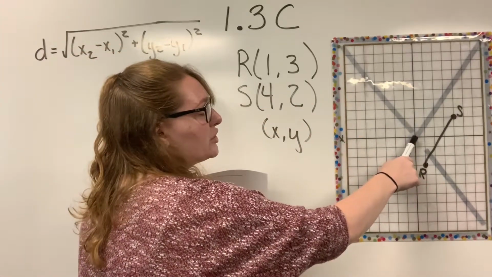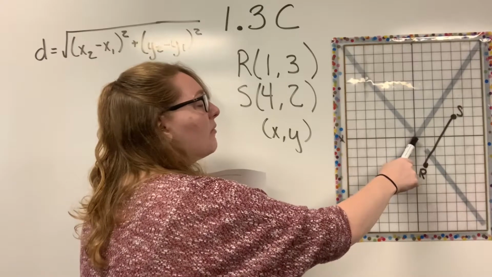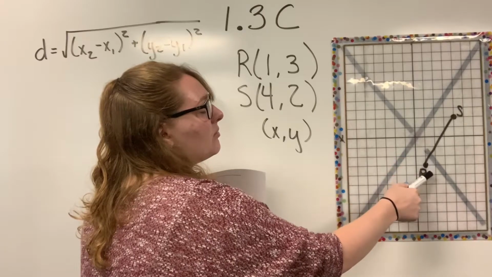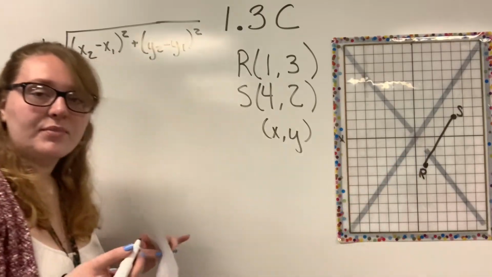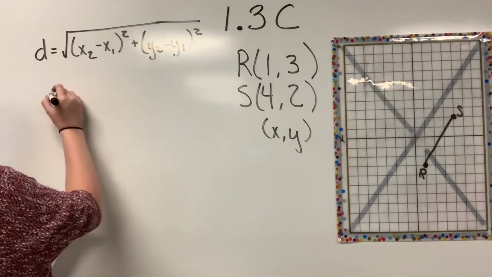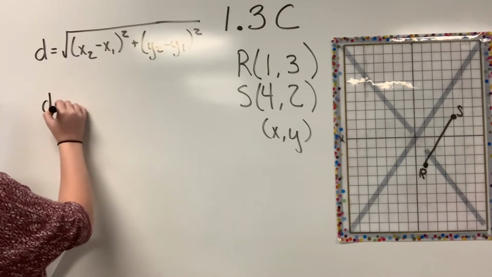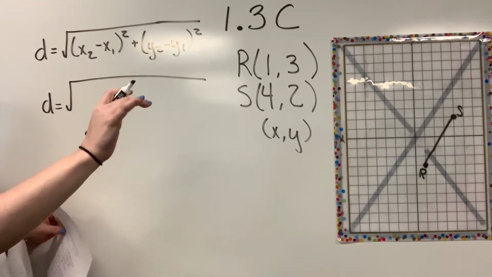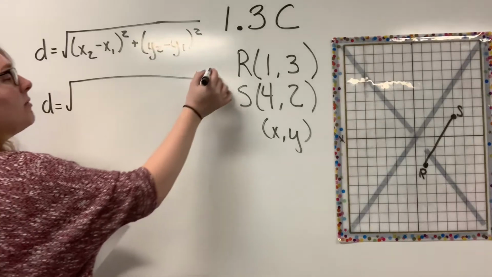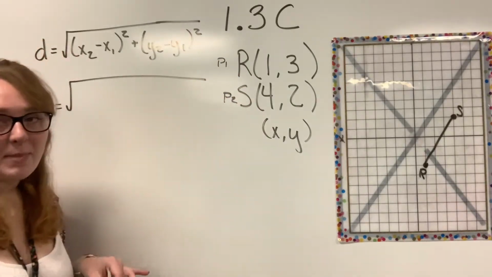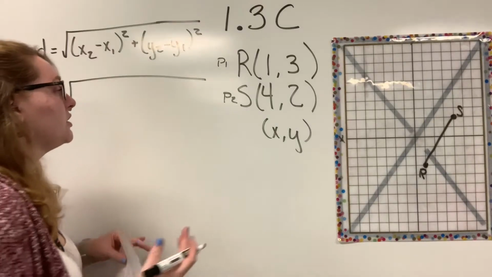So from the origin, where we always want to start, I went right 1 because we have a positive 1, and down 3 because we have a negative 3. Okay, I graphed S the same way. So now let's go ahead and set up our formula. So I'm just going to draw our d is equal to our giant square root. I'm going to make R our point 1 and S our point 2. It does not matter. You can switch them up if you want to.